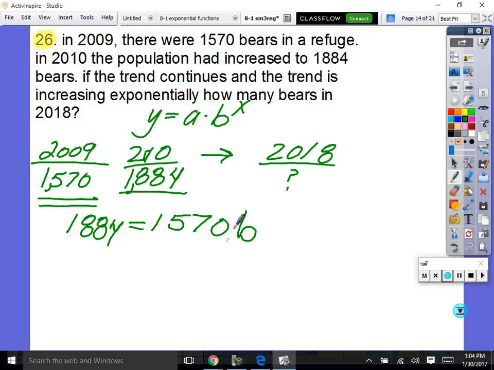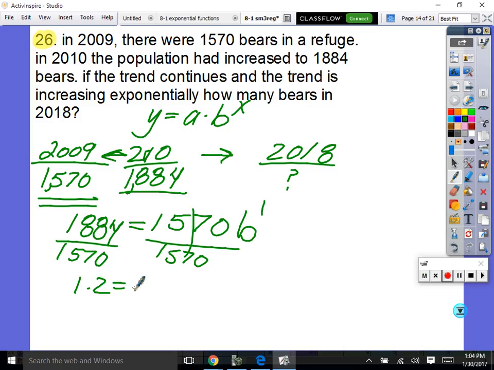1884. That's 1 year difference, isn't it? So we know x is 1. Now solve for b. To get b alone, we'll divide both sides by 1570. Then we have 1.2, don't we? It equals b to the first power. So b to the first power is just b, right? So b equals 1.2. So aren't we increasing by 20%? So we just use algebra to solve. So we found the factor.